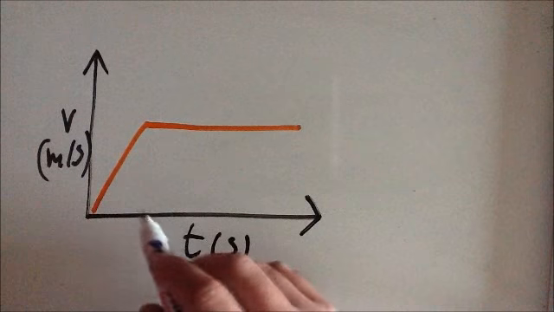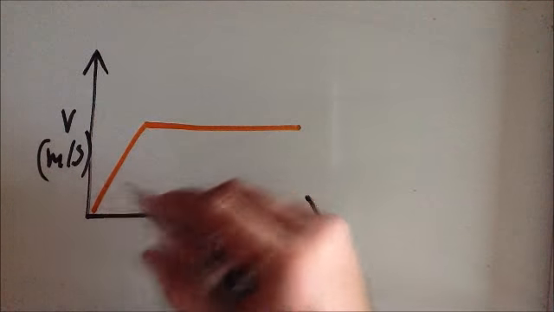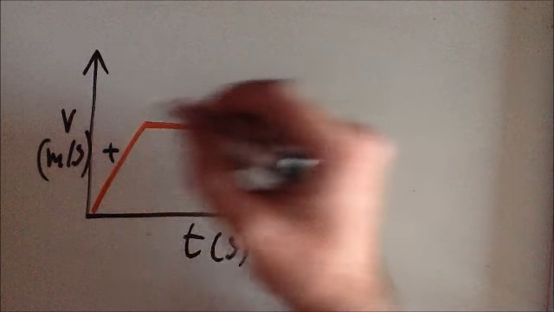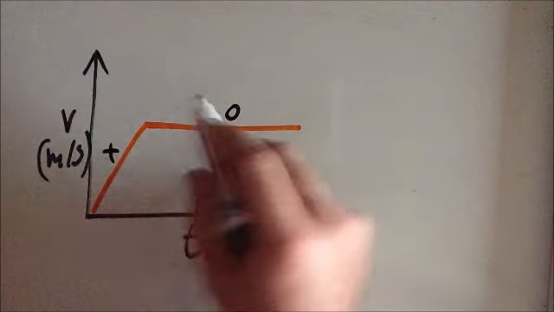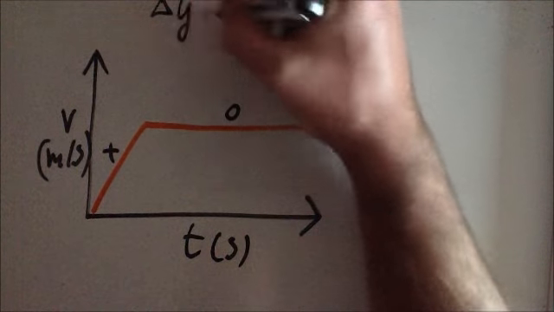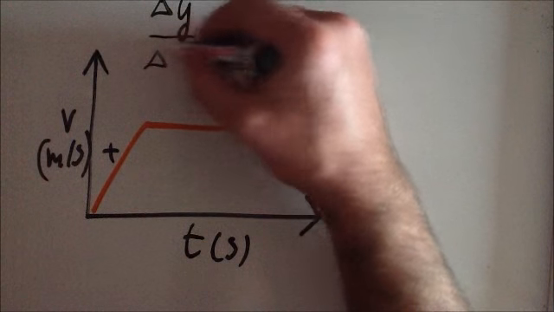Now what can we use this graph for? We've already looked at gradients in the distance time video. Here we can see the gradient is increasing, and here the gradient is 0. But what does this gradient represent? Once again, the gradient is calculated as change in y over change in x.